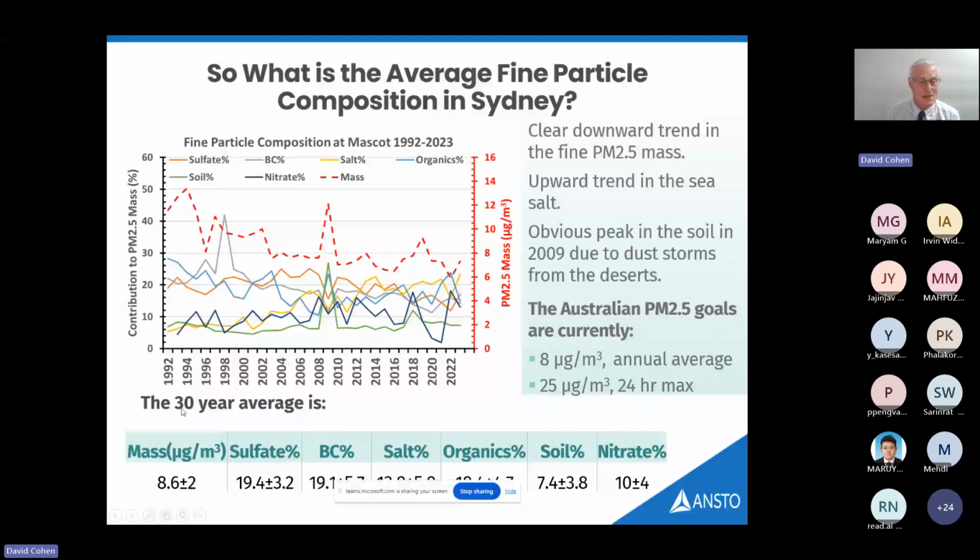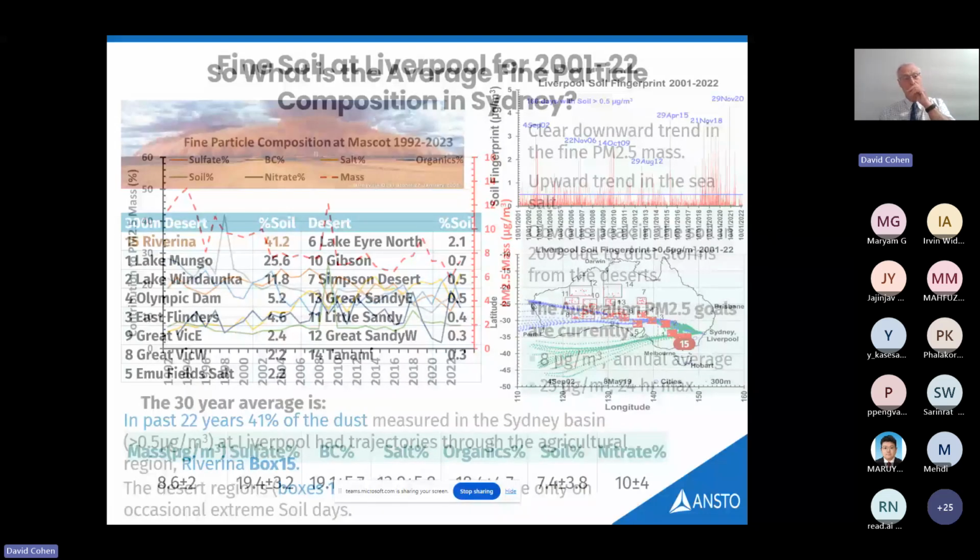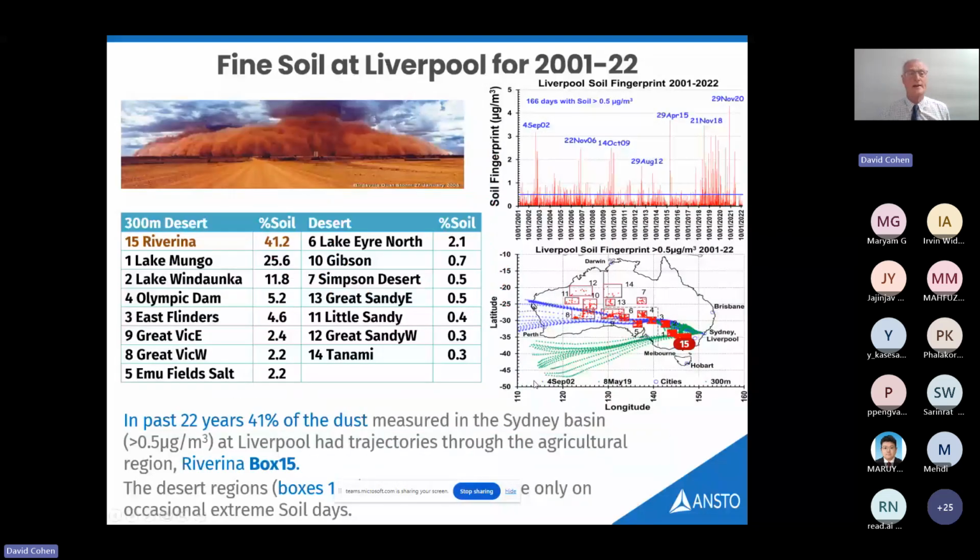And in fact, if you look at the 30-year average, the mass is 8.6. It's 19 or 20% sulfate. It's 19% black carbon. It's 13, 14% sea salt. It's 18% organics. It's 7.5% soil, and it's 10% nitrates. So that gives you the average composition, which we've done with accelerators. But we can go further than that.